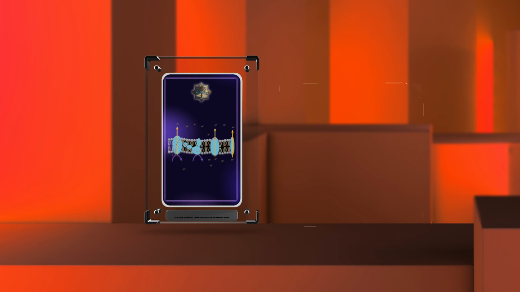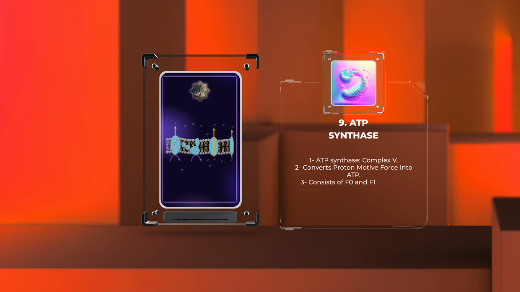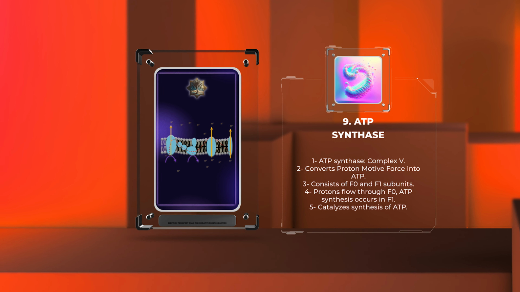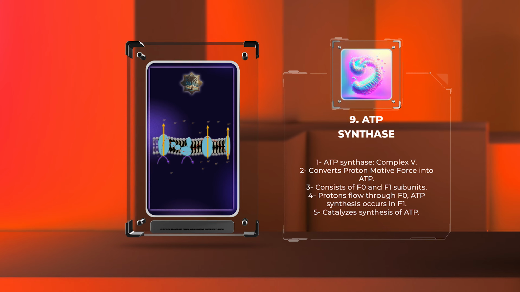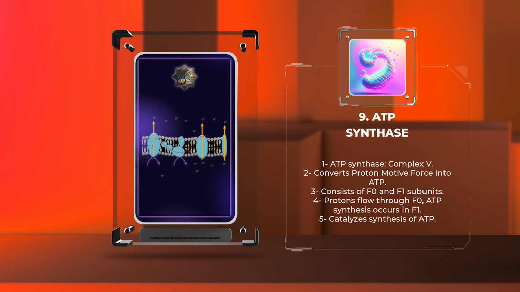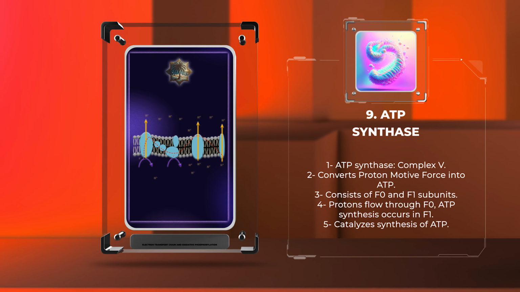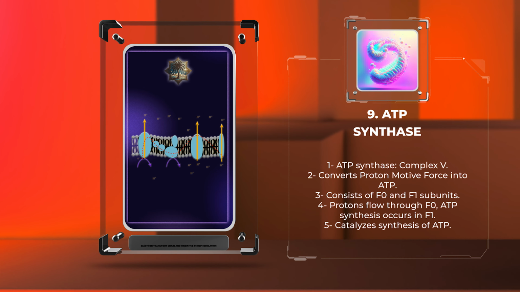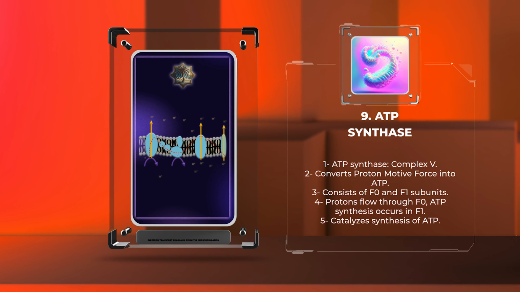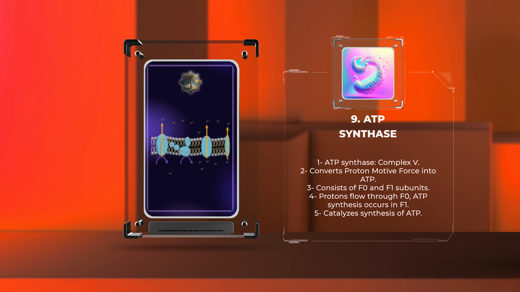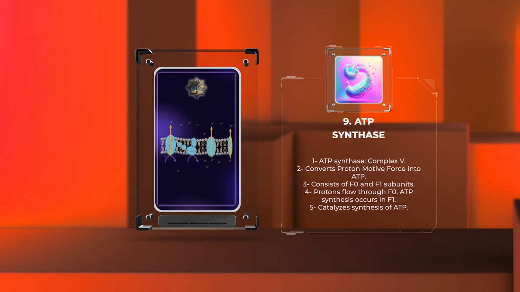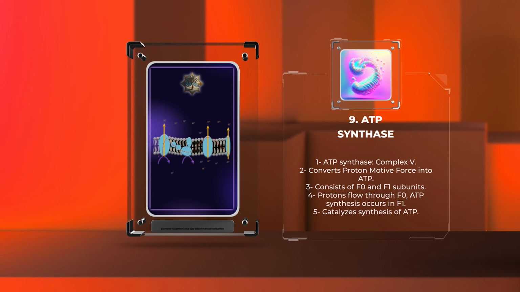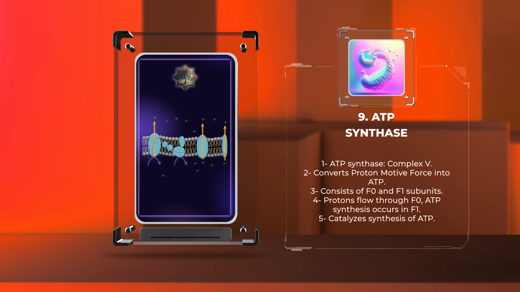ATP synthase, also known as complex V, is an enzyme complex responsible for converting the energy stored in the proton motive force into ATP. It spans the inner mitochondrial membrane and consists of two primary components: the F0 subunit embedded in the membrane and the F1 subunit facing the mitochondrial matrix. As protons flow back into the matrix through the F0 subunit, the F1 subunit catalyzes the synthesis of ATP from ADP and inorganic phosphate.